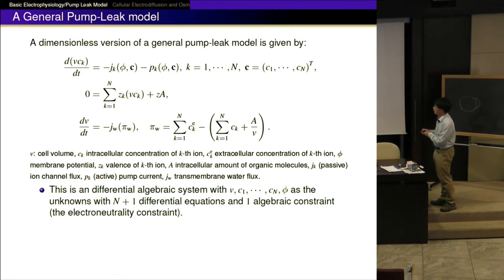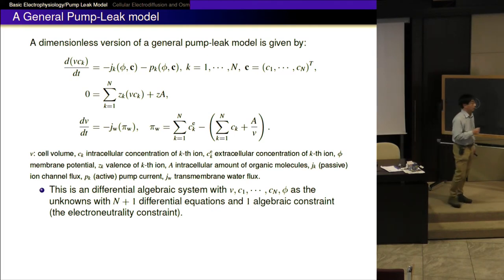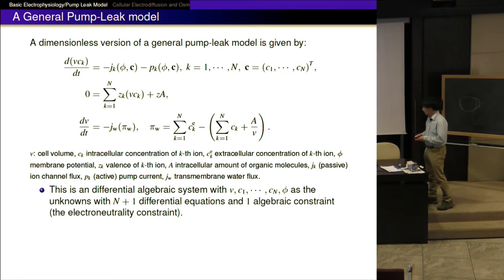The pump currents in the simple model that I just described, pK was not a function of phi or c; it was just a constant. But in general, it might depend on lots of different things. So this was the ion channel current, and then we had the electroneutrality condition. And then we had dV/dt equal to a water flux equation, which was a function of the difference in osmotic pressure across the cell membrane. So this was the equation.